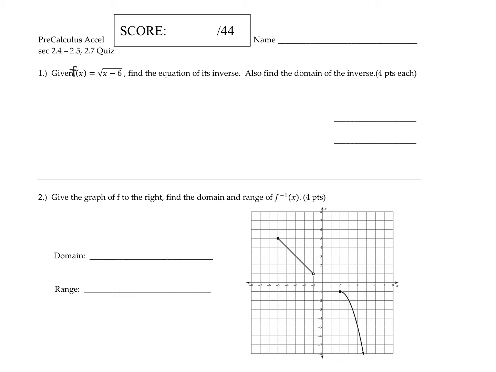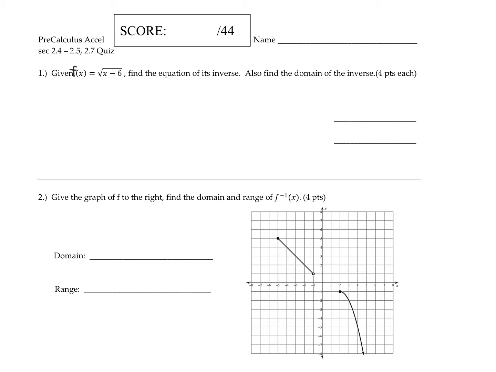In this video, we are going to talk about the Chapter 2B, quiz number 2, go over the answers, and how to score it. So in question number 1, it says, given f of x equals the square root of x minus 6, find the equation of its inverse. Also find the domain of the inverse.